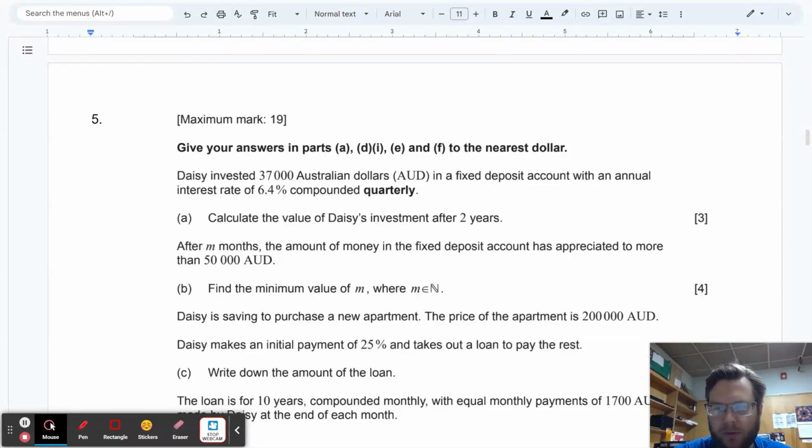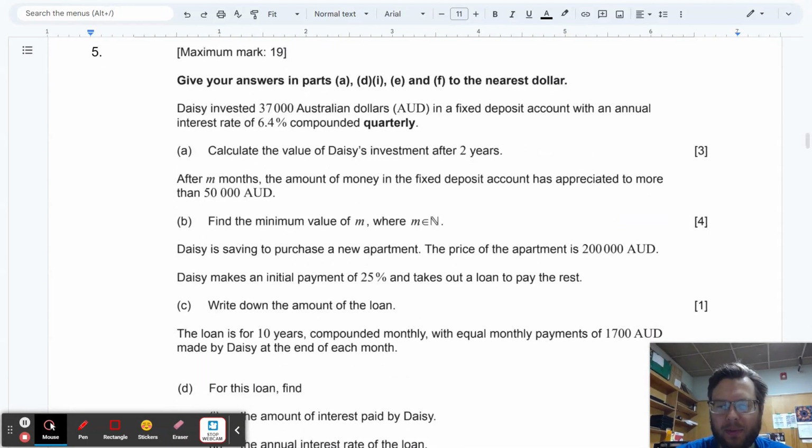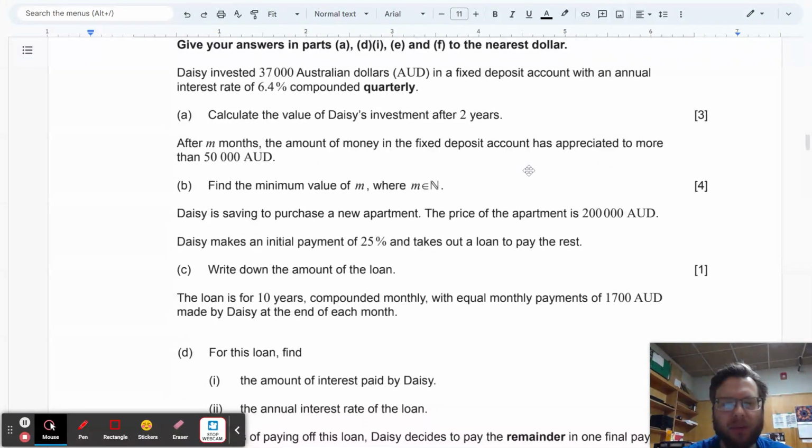All right, so I'm working through some of these review problems. This is a great problem for finance. And so we've got a person, Daisy, investing $37,000 in a fixed deposit account with an annual rate of 6.4% compounded quarterly. So I pulled up my finance app here and I'm going to type in the information.